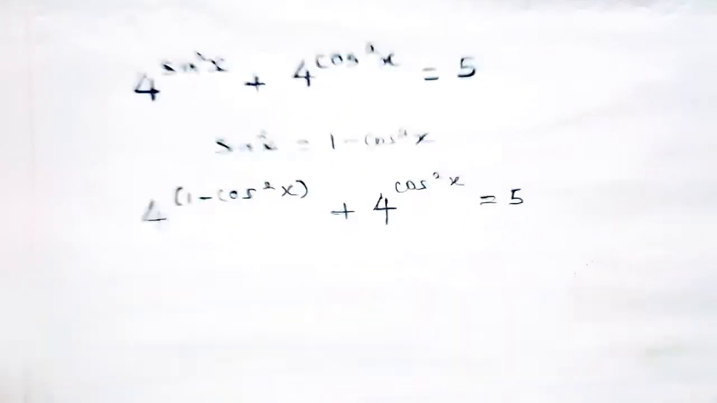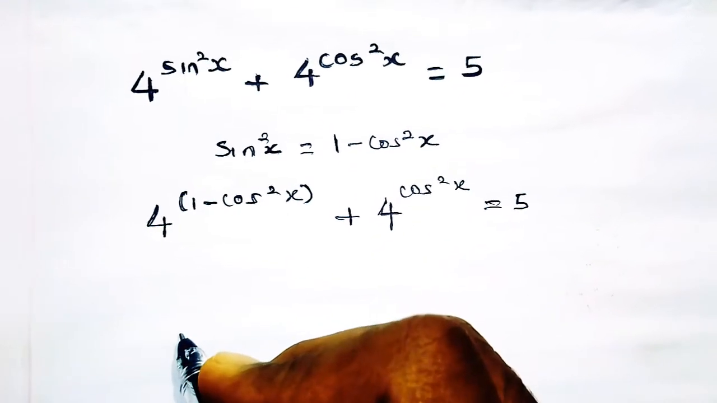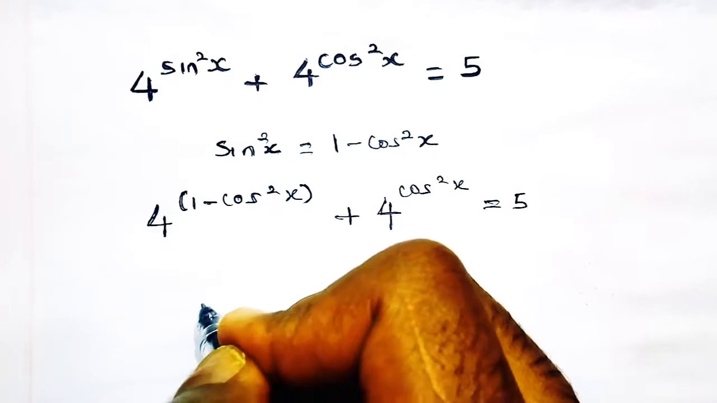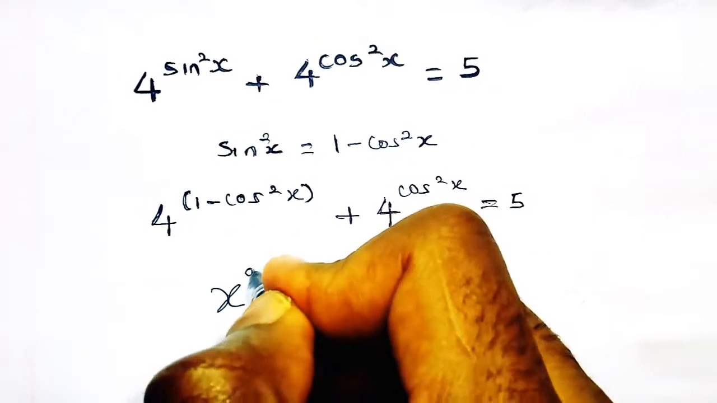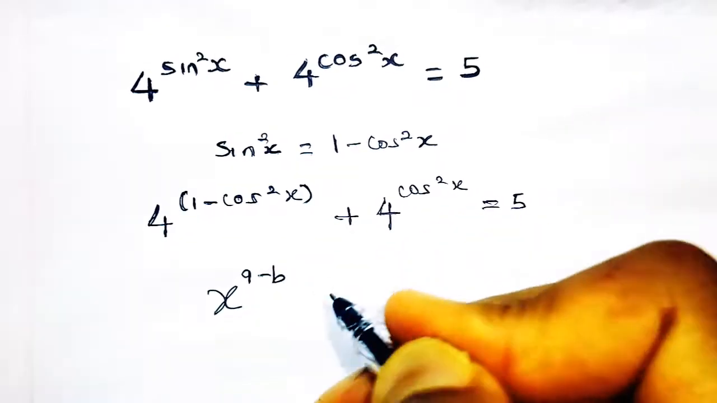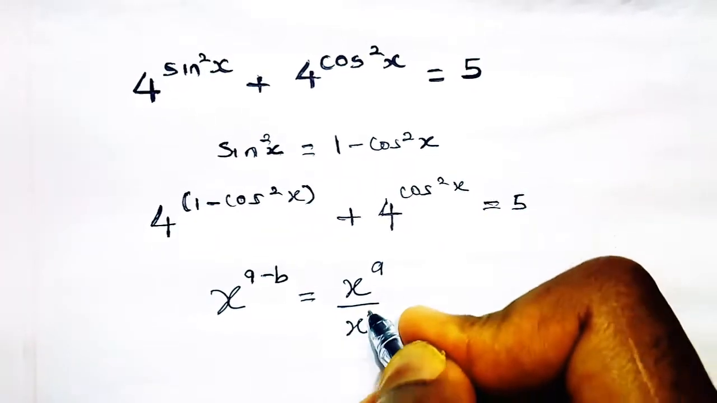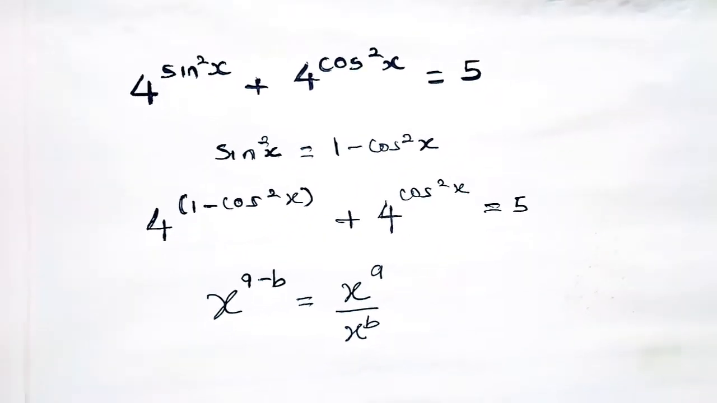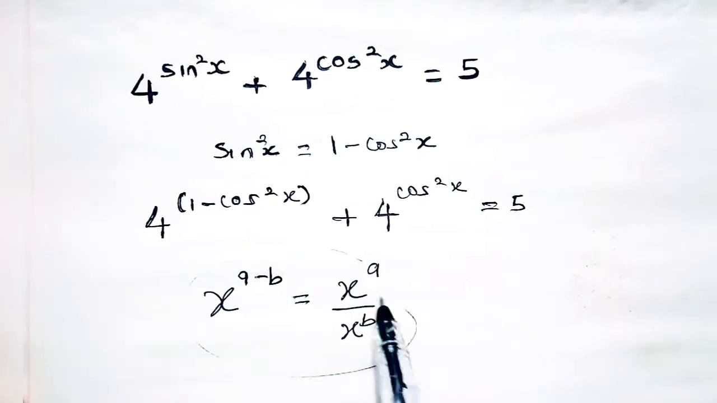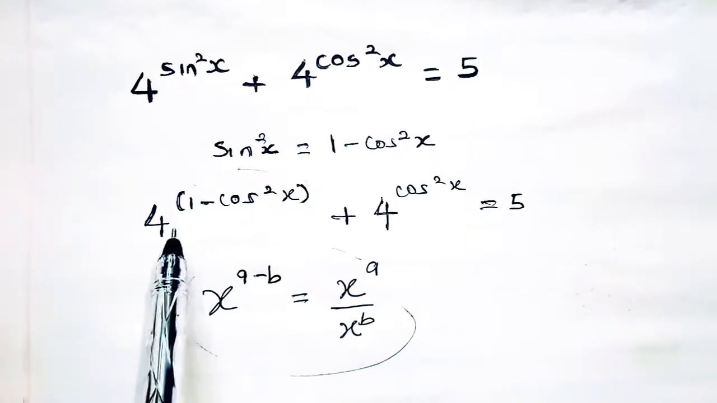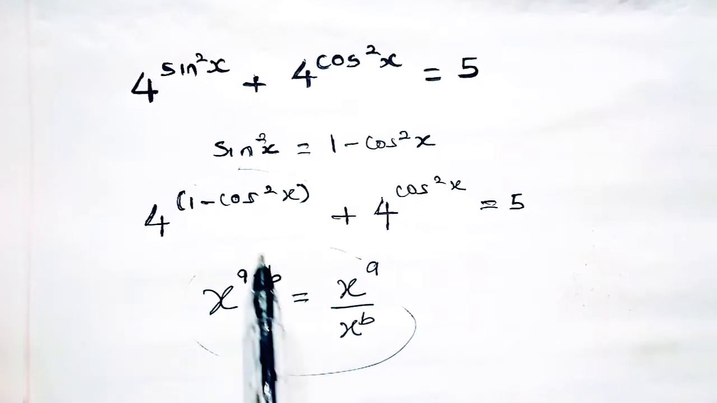My second step right here, let me also use this identity. We all know that x raised to the power a minus b can also be written as x raised to the power a divided by x raised to the power b. This is actually the rule of indices. So I'm just going to be applying this rule to this. Here we're having 4 raised to the power 1 minus cos square x.